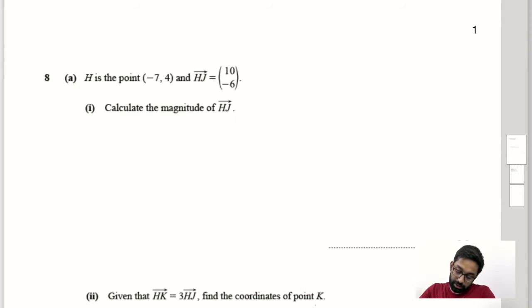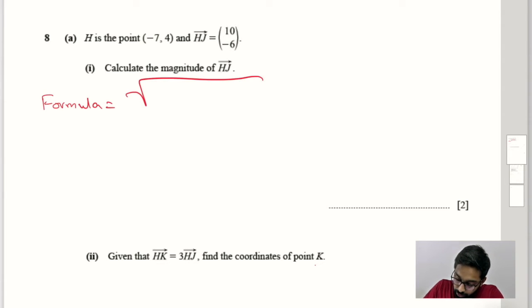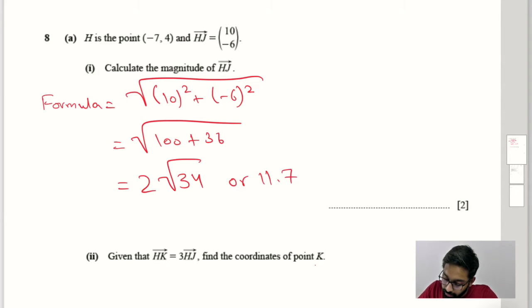The first part of the question says H is the point (-7, 4) and the vector HJ is (10, -6). Calculate the magnitude of HJ. So in order to find the magnitude, the formula that you use is fairly simple. You find the square root of the sum of the square of 10 and the square of -6. When you do that, you get 100 here and you get a 36 here. Now since I've already solved the question, I know the value, so I'm just going to write that down. So you get 2 root 34 or 11.7. That is the value for the first part. This is the magnitude. Let's move on.